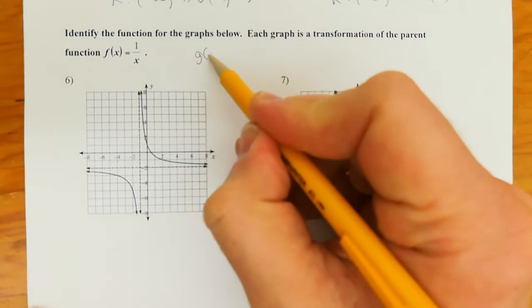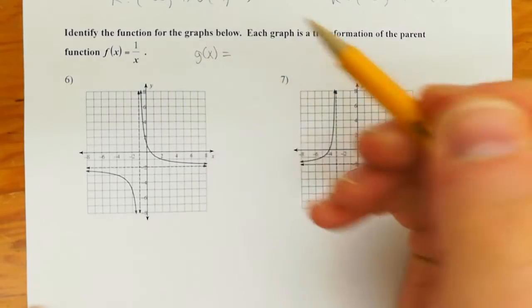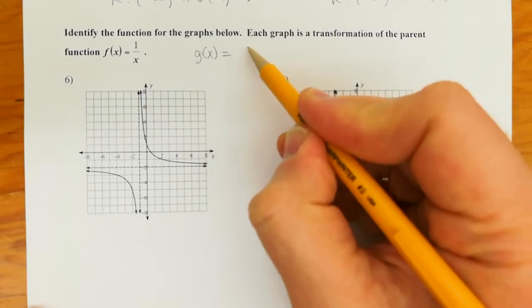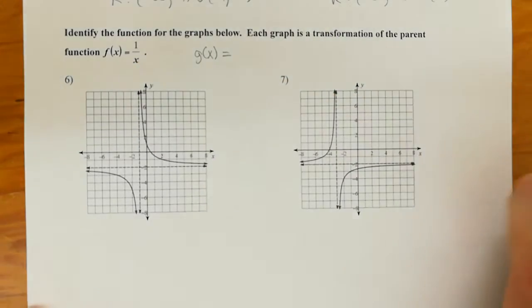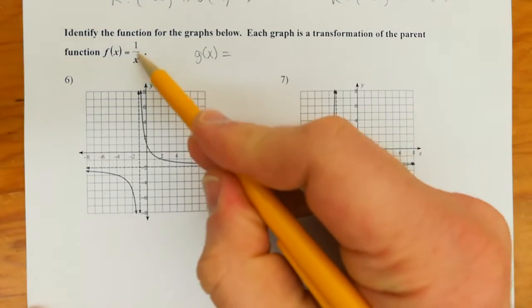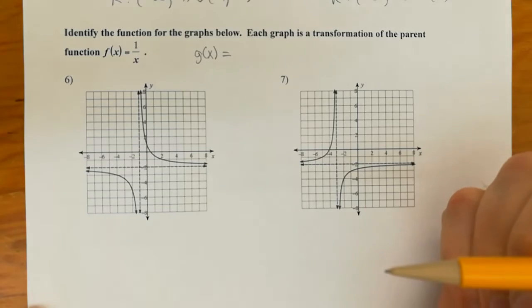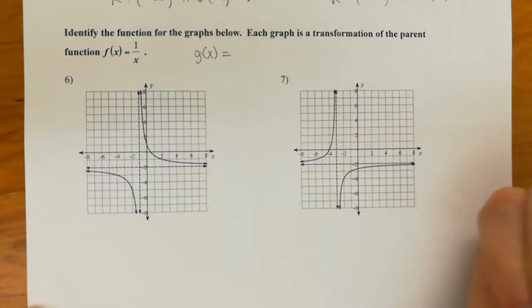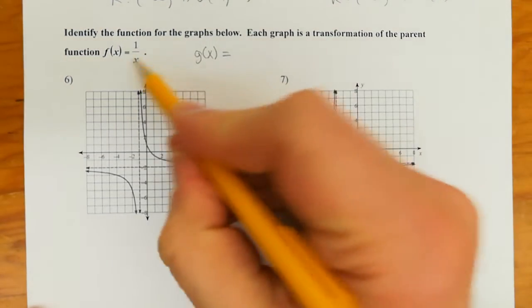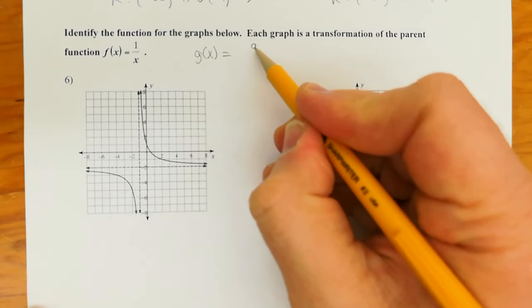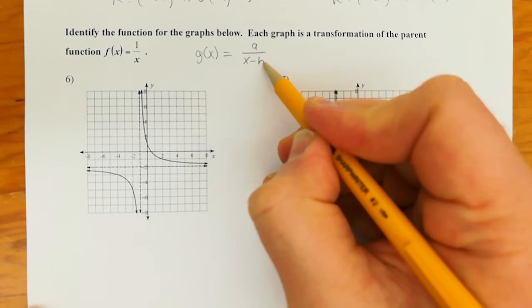Now, the transformation form for this type of rational function, by the way, there are lots of rational functions. There are other parent functions. We could have 1 over x squared or 1 over x to the third, etc. But this is the most basic. All right, so here's our transformation form.